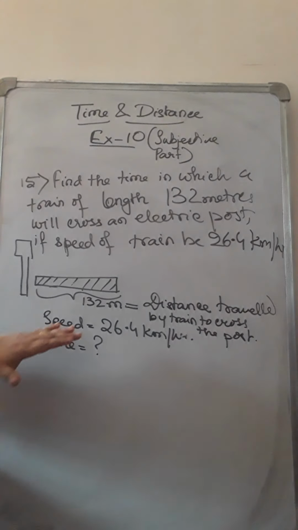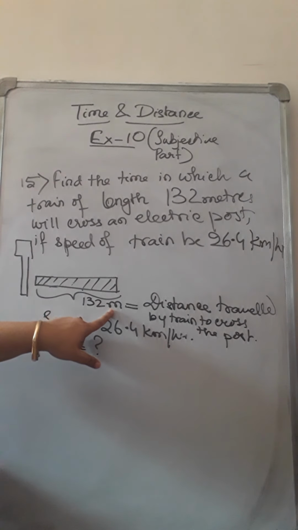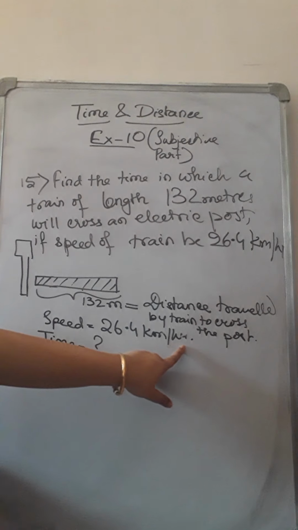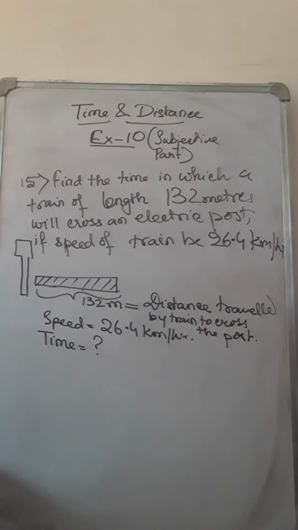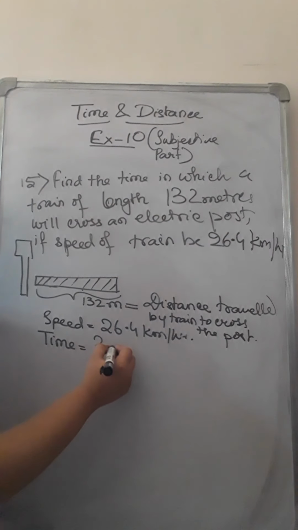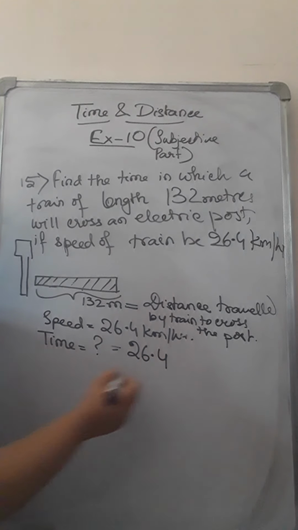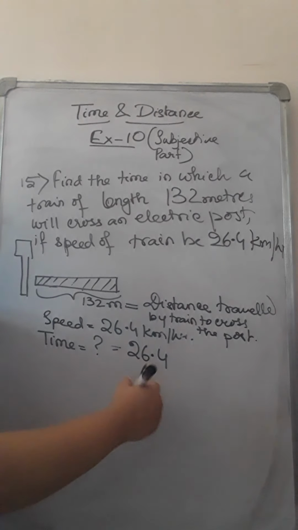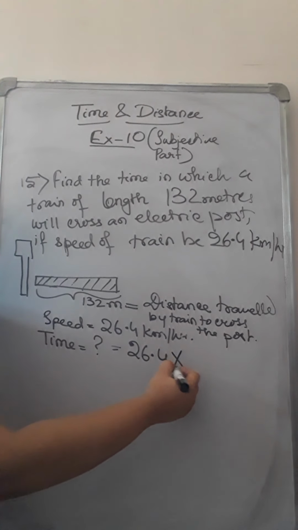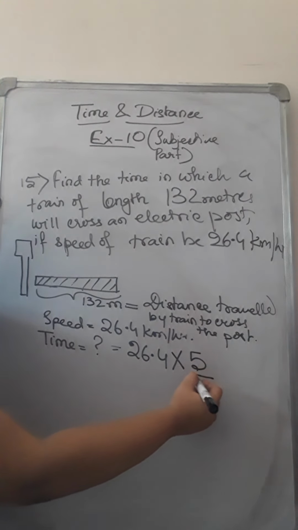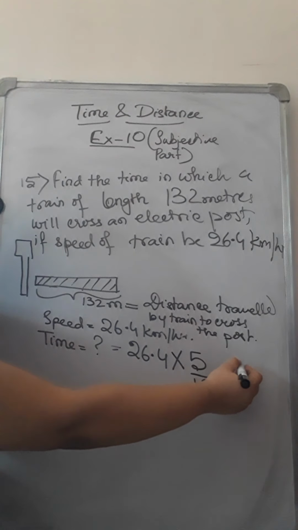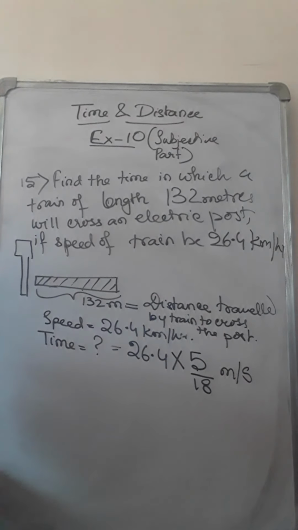Then what is provided? Speed is given. But see, the length of the train is given in meters and the speed is given in kilometers per hour. So what will be your next step? Your next step will be to change the unit of speed into meters per second, and afterwards we will find the time. So 26.4 is given in kilometer per hour. I want to change into a smaller unit of speed, so I need to multiply with 5 by 18. Then only the speed is expressed in meters per second.